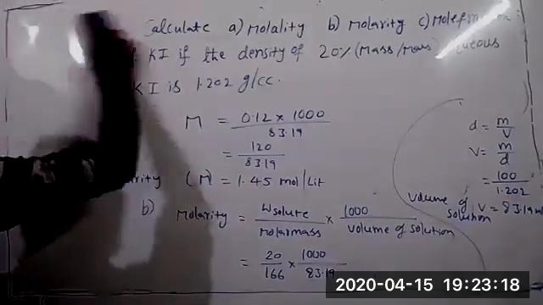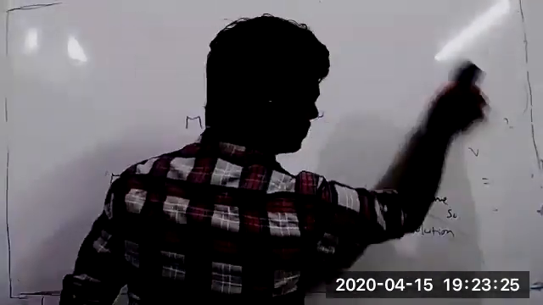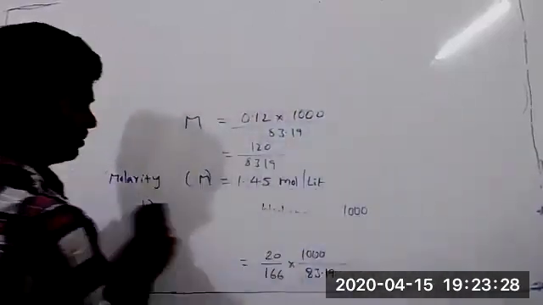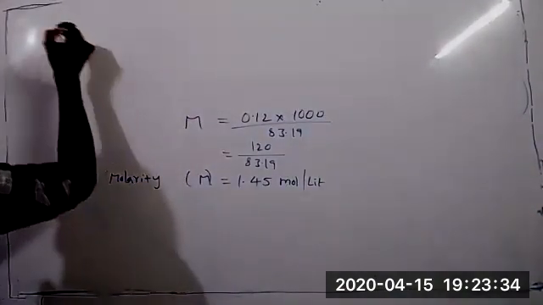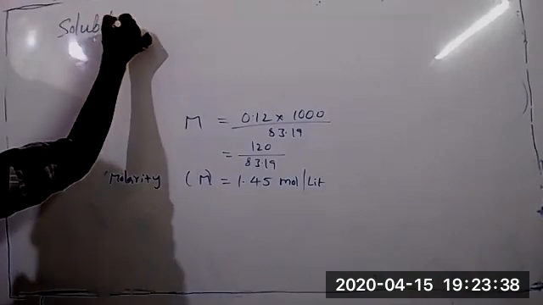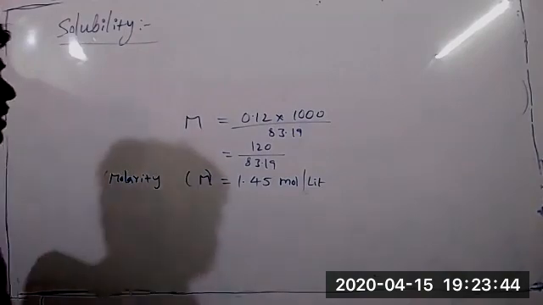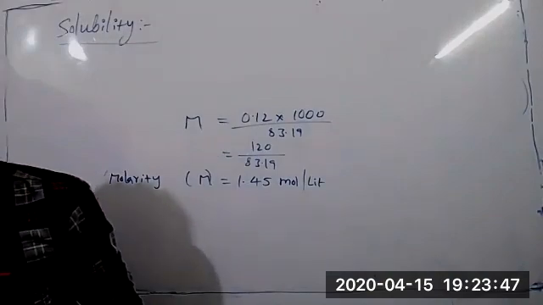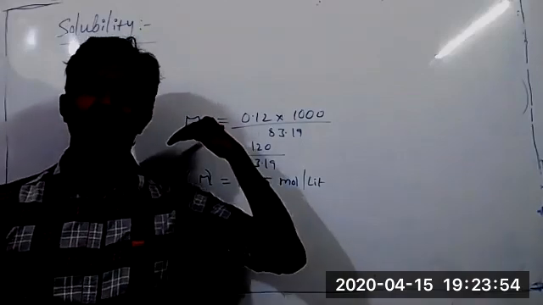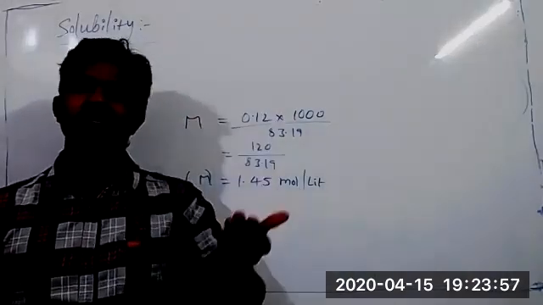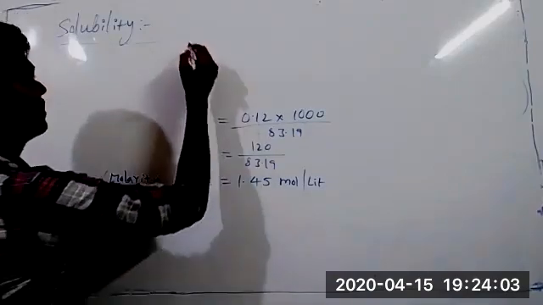Next concept, solubility. See, solubility means the amount of substance that is soluble in a given amount of a specific solvent at a specific temperature. So note down the first definition.